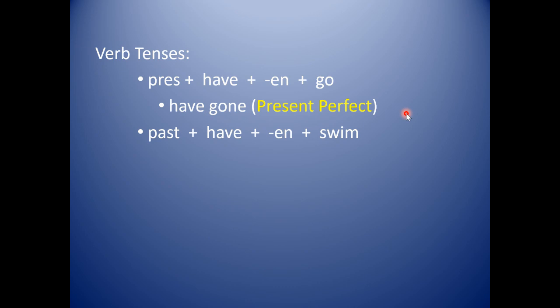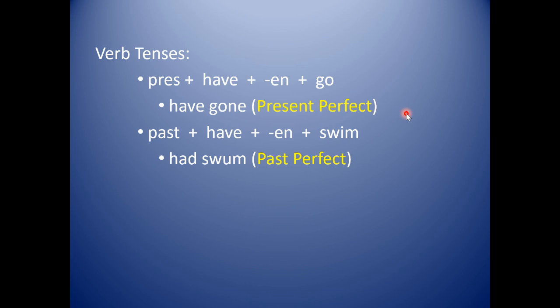The past of have plus en plus swim, well, it goes from swim to swam to the ugly verb of swum. So this one would be had swum. And we call this the past perfect. Once again, we call something perfect if it has a form of have in it. In this case, it has had. And it's the past of it because it's the word had and not have. So there's the present perfect and the past perfect.